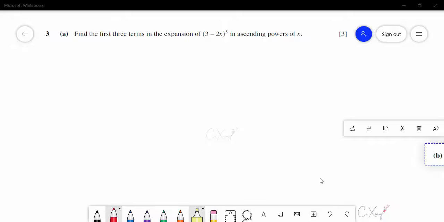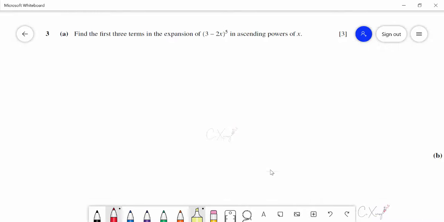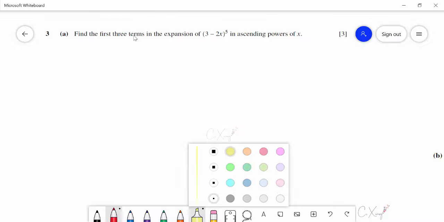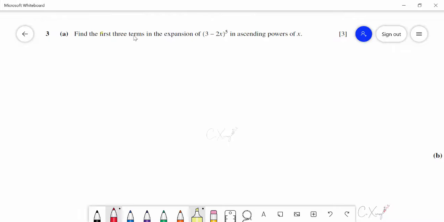Now we come to question number 3. Question number 3, part A: they want us to find the first 3 terms in this expansion, in ascending power of x. For the binomial expansion, we apply the binomial expansion formula.